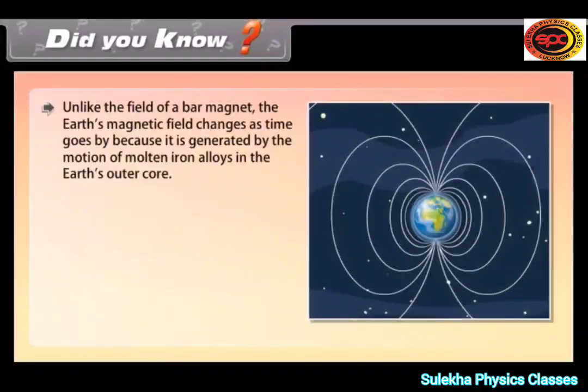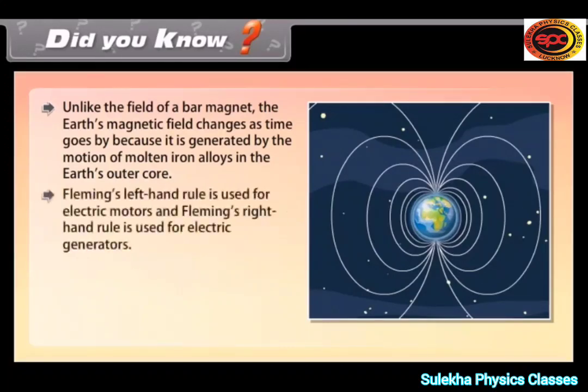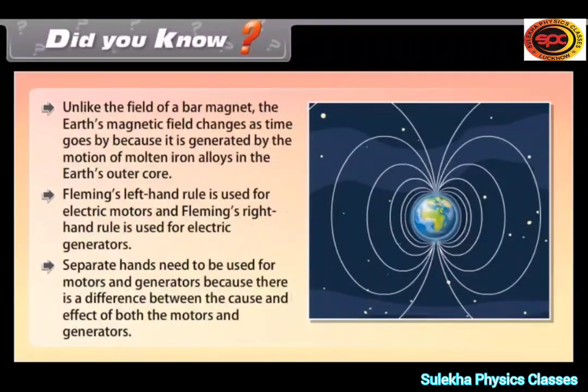Did you know? Unlike the field of a bar magnet, the Earth's magnetic field changes as time goes by because it is generated by the motion of molten iron alloys in the Earth's outer core. Fleming's left-hand rule is used for electric motors and Fleming's right-hand rule is used for electric generators. Separate hands need to be used for motors and generators because there is a difference between the cause and effect of both the motors and generators.